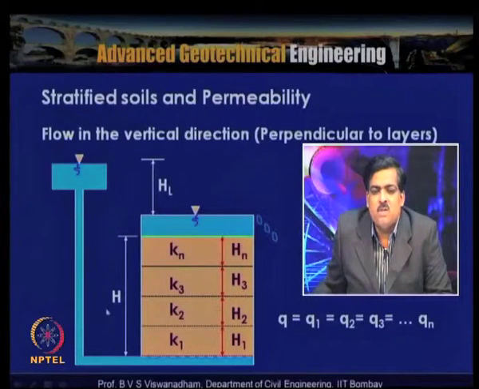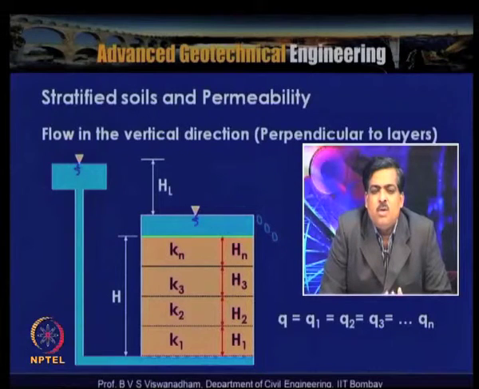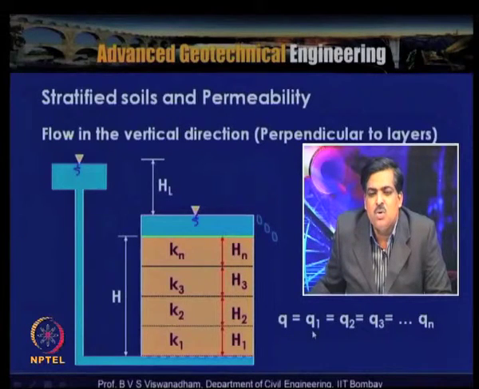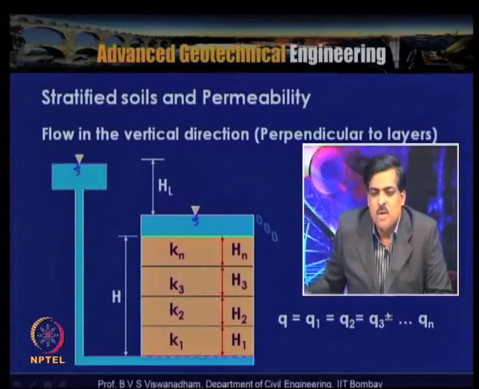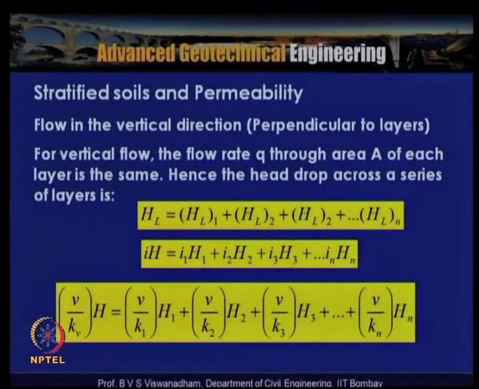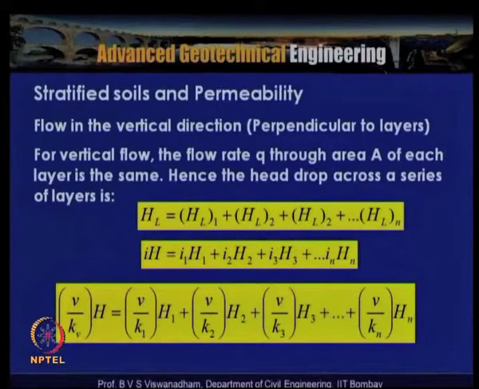Here what is happening is that the head gets apportioned, i is equal to i1 plus i2 plus i3, but the Q which enters the stratified soil and comes out will be equal, that is Q is equal to Q1 is equal to Q2 is equal to Q3 is equal to Qn. With this condition we can write, for flow in the vertical direction, that is perpendicular to the layers, the flow rate Q through area A of each layer is the same.